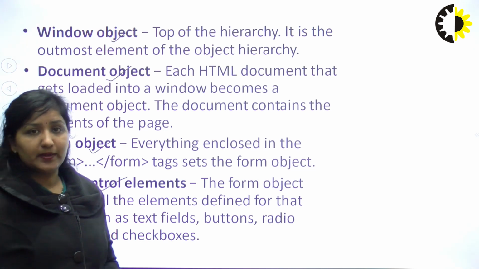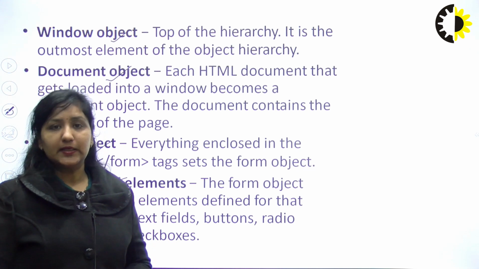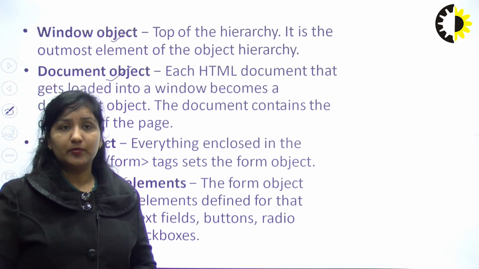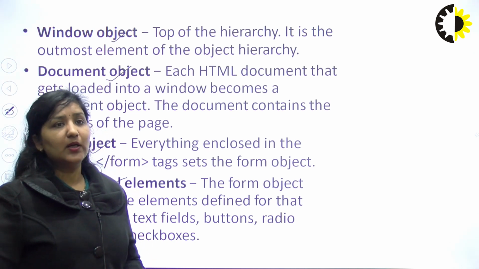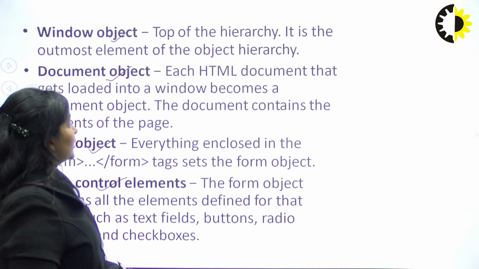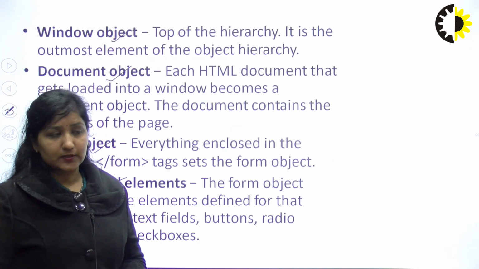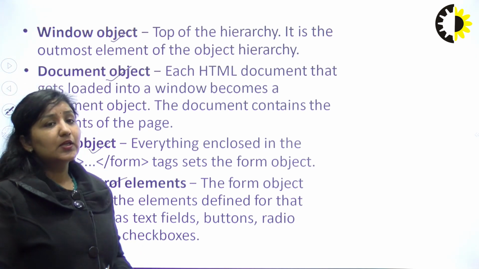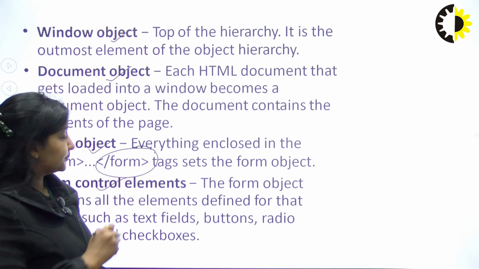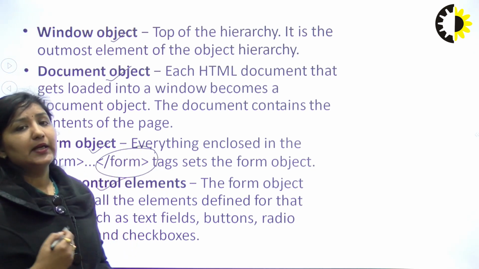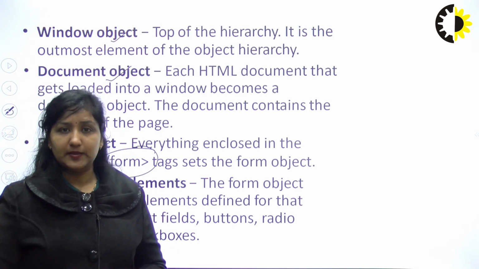Now coming to these one by one. Window object, this comes on the top of the hierarchy. If I talk about the hierarchy in a web page, then the window object is the top of the hierarchy, and it is the outermost element of the object hierarchy. Second one is the document object. Every HTML document that gets loaded in the window becomes a document object. Third one, a form object. Everything which is enclosed in the form tag becomes a form object. Form control elements like the radio buttons, the check boxes, etc.